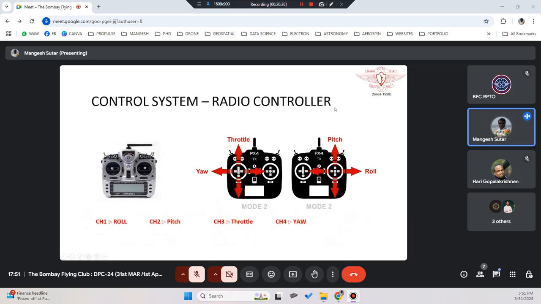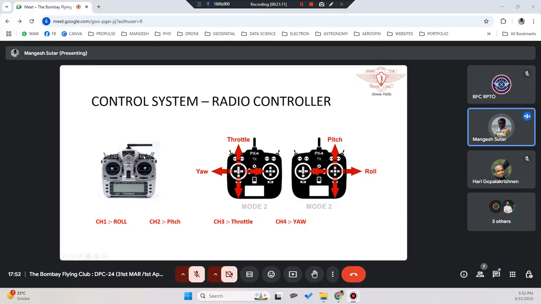If you see your control system or radio controller, there are multiple channels on it. This could be a 12 channel, 14 channel or 16 channel remote control, depending upon what controller you are using. Out of that, the first 4 are important; they are the joystick controls. Channel 1 is roll. Channel 2, up and down, is pitch. Channel 3, again up and down, is throttle. And channel 4, lateral motion, is the yaw motion. These are the 4 important controls of your remote control.